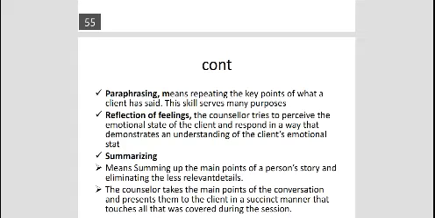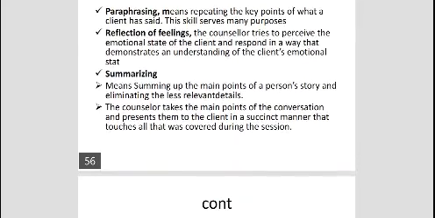Another technique is reflection of feelings. The counselor tries to perceive the emotional state of the client and respond in a way that demonstrates an understanding of the client's emotional state.